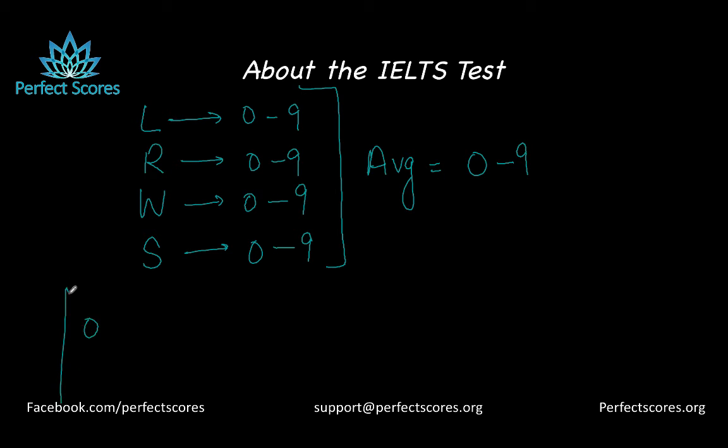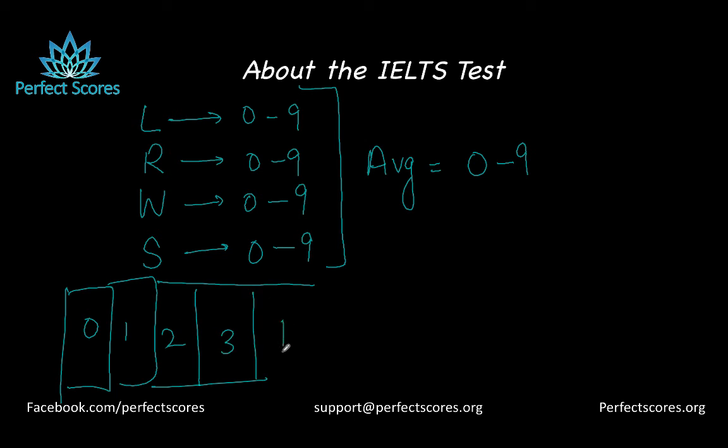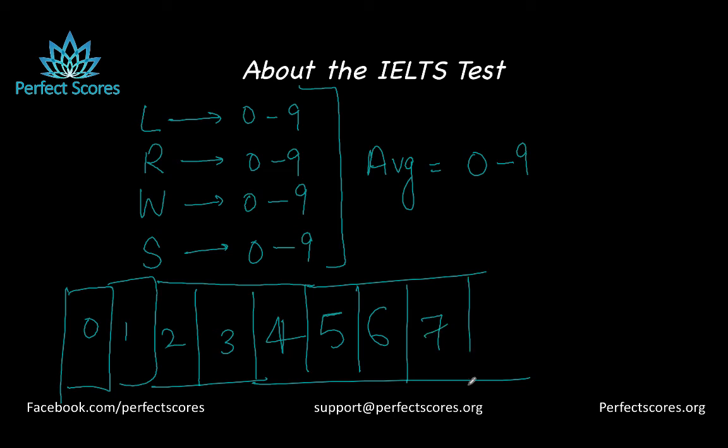Bands means ranges. So for example, these are the different ranges that a student can belong to whenever he's trying to establish the proficiency in any English language. So rather than scores, the student is fitted in one of these bands, either this band or this band or this band, so on and so forth.